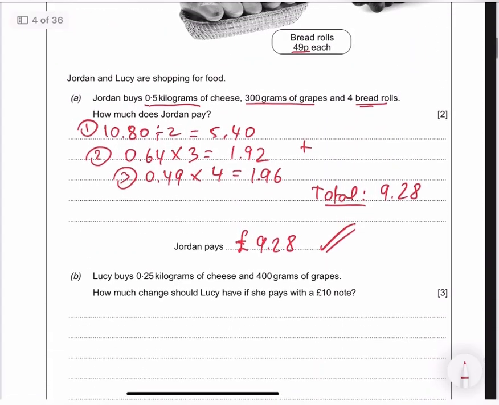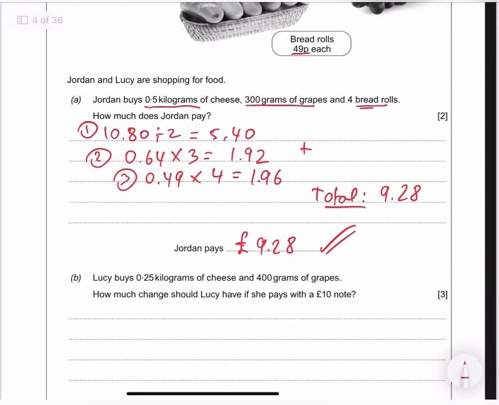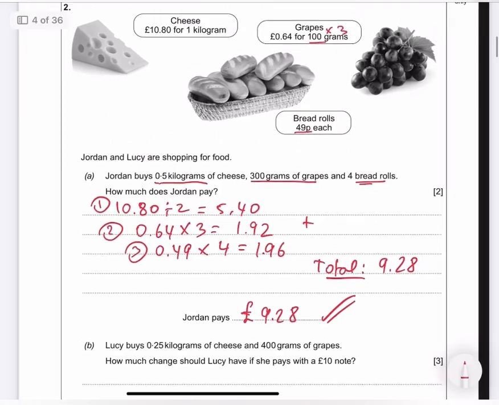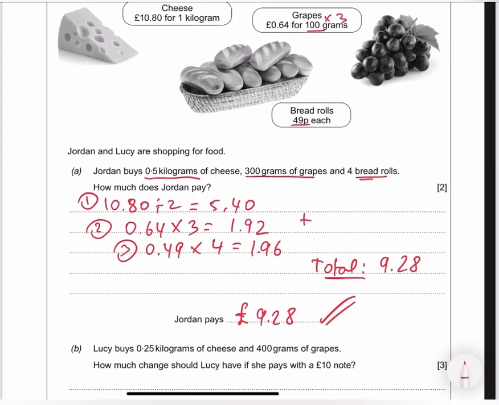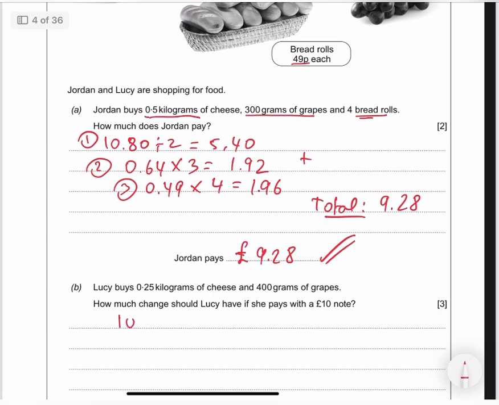Okay, Lucy buys 0.25 kilograms of cheese and 400 grams of grapes. So we can either multiply the price for cheese by 0.25, or we can divide the price for cheese by 4, because that's the same as 0.25, a quarter. We're finding a quarter here. In either case, that will give us £2.70.